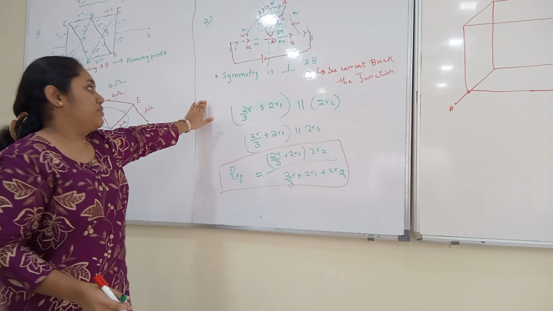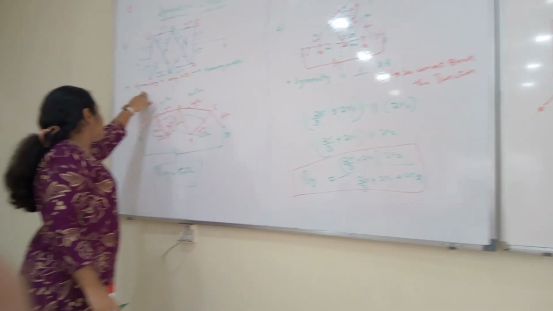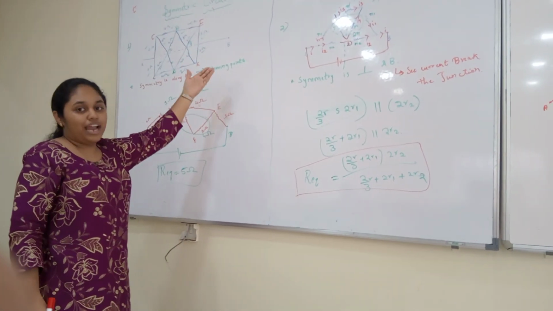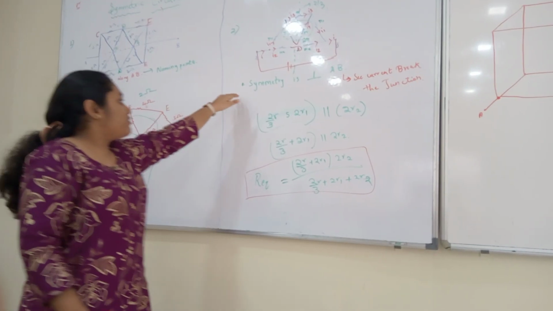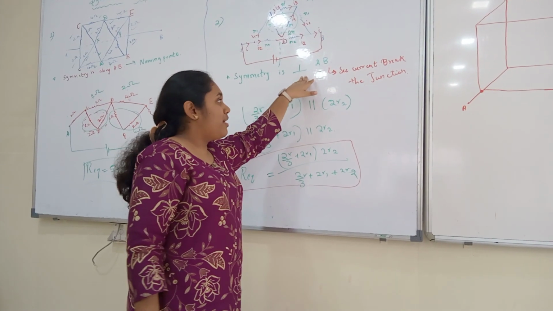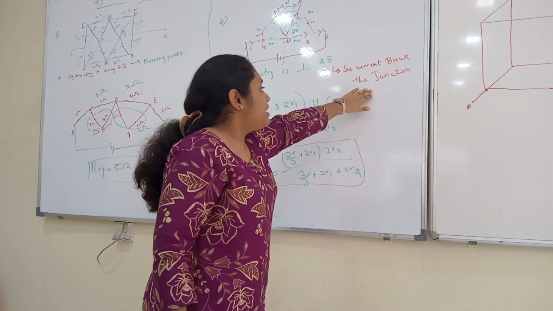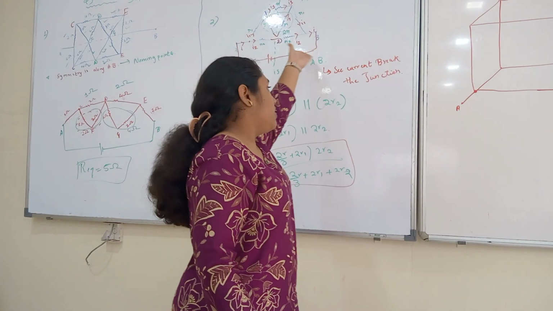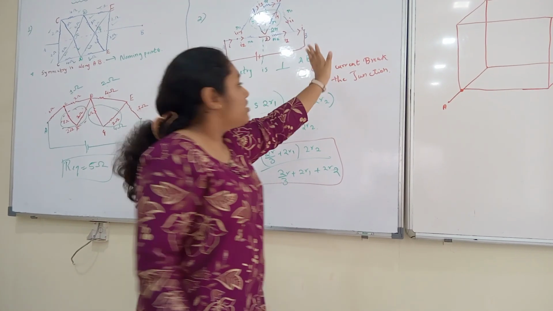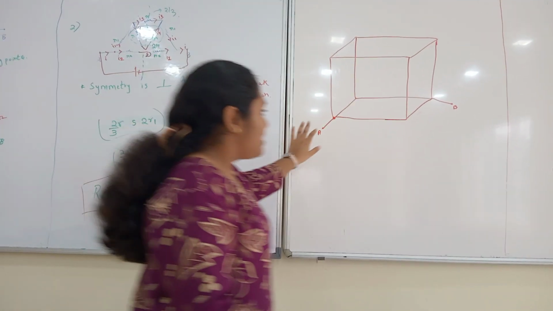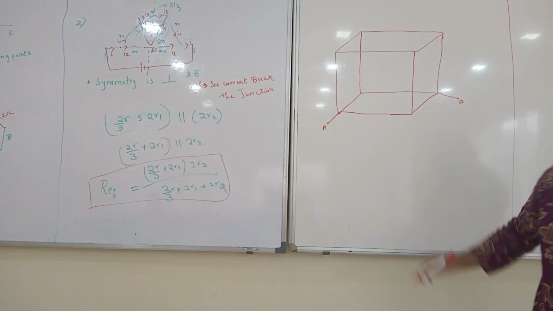So this is one time. First one we learned that symmetry was along A and B and we did naming points. Second was symmetry was perpendicular to A and B. We did junction तोड़ने का और करंट देखने का और स्प्लिट करने का. So then next we will see the cuboid.